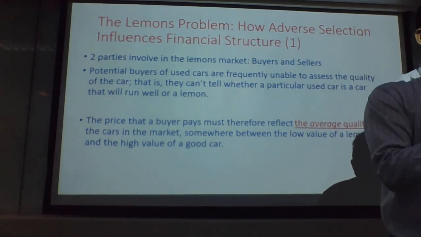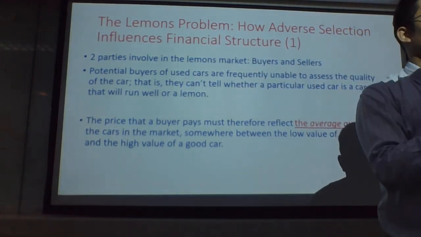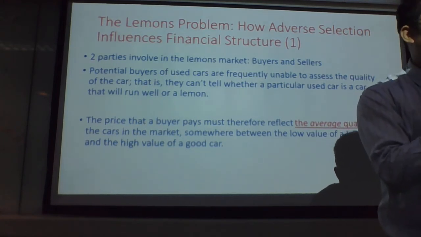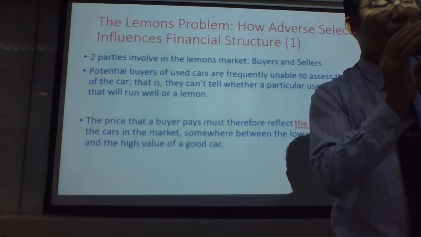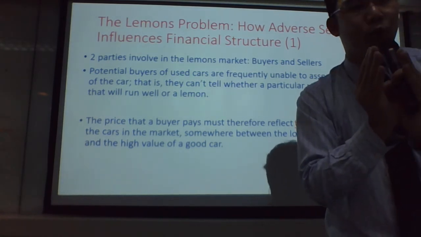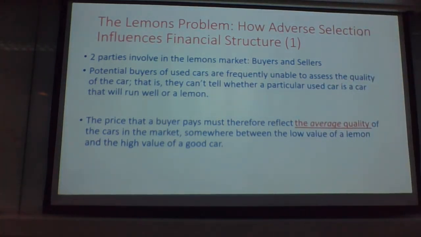Suppose that you know that your car is not a lemon. You know that your car is a very high quality car, and you have just used it, but you know it is very high quality. Will you accept the average price? Normally, no. Because the average price will reflect the price of the bad or low quality car. If you know that your price should be higher than the average price in the market, you will not sell. You will not sell your high quality used car in the market.